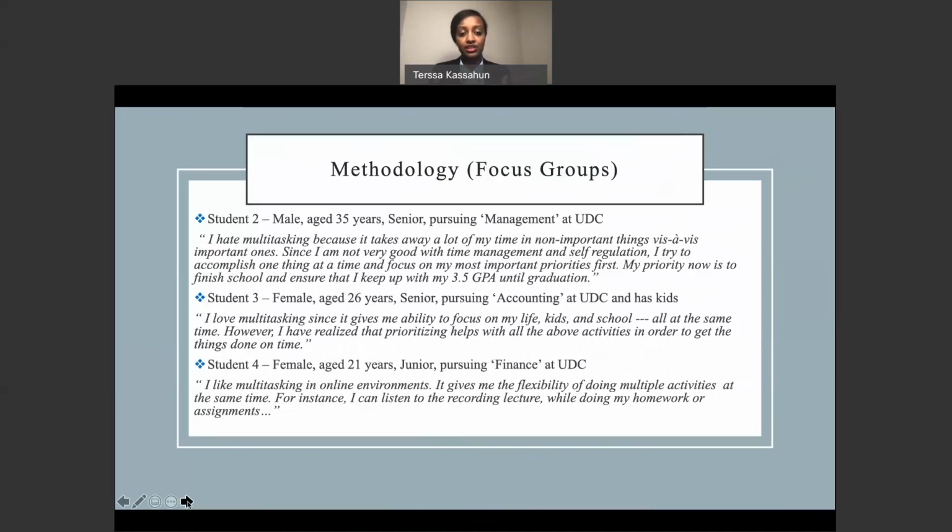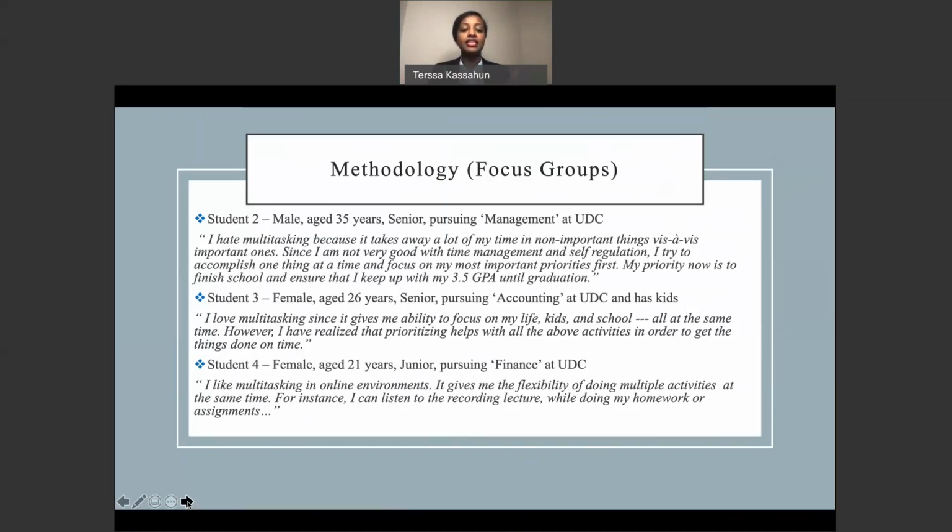The second student is a male, age 35, senior, pursuing management at UDC. He said he hates multitasking because it takes away a lot of time on non-essential things over important ones. Since I'm not good at time management and self-regulation, I'm trying to accomplish one thing at a time and focus on my most important academic priority first. He basically says, if I'm multitasking now, it's going to lower my GPA, so it's going to affect my academic performance. He's proving hypothesis one.